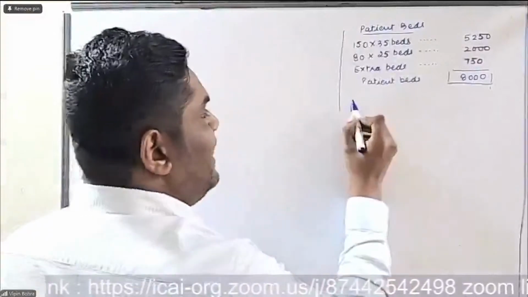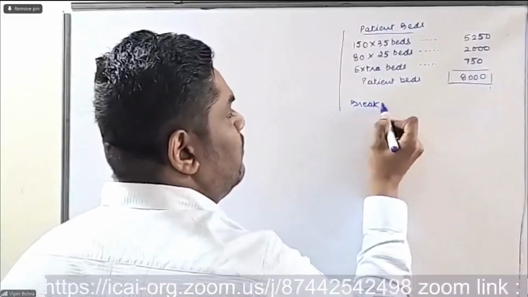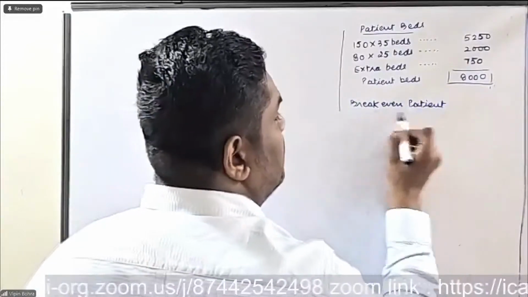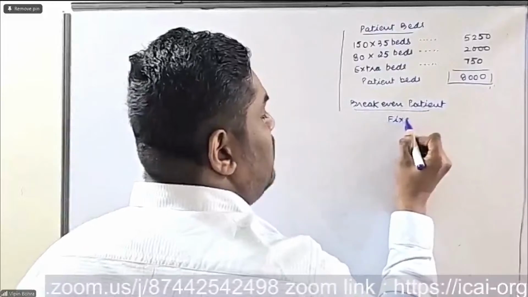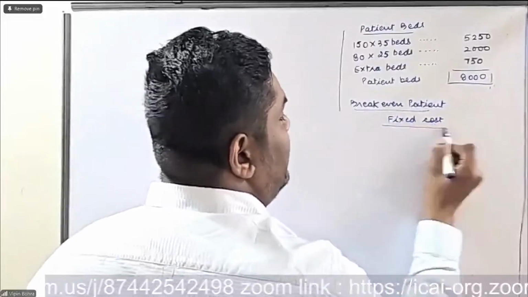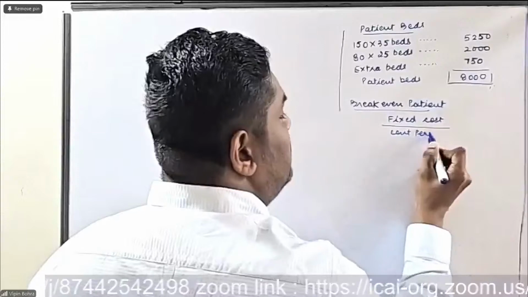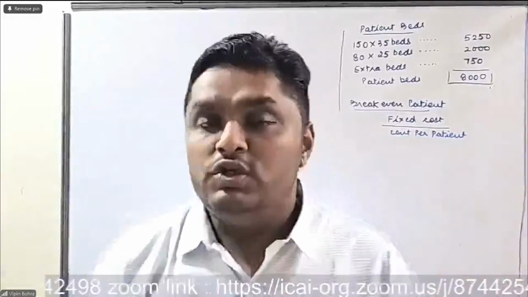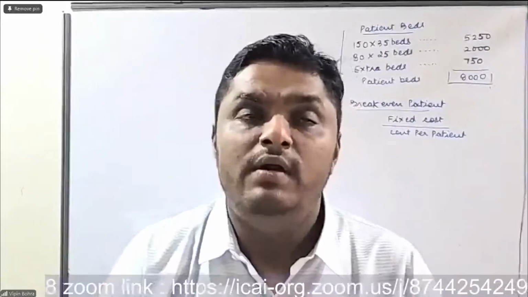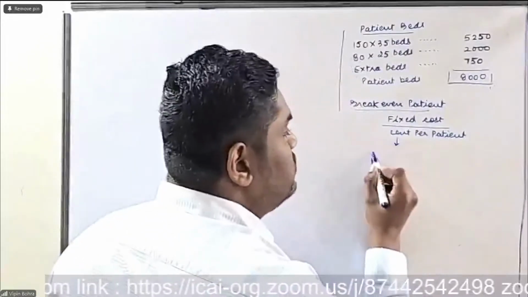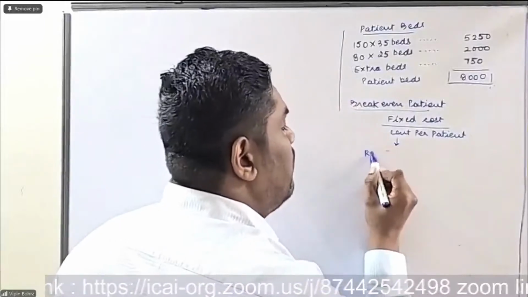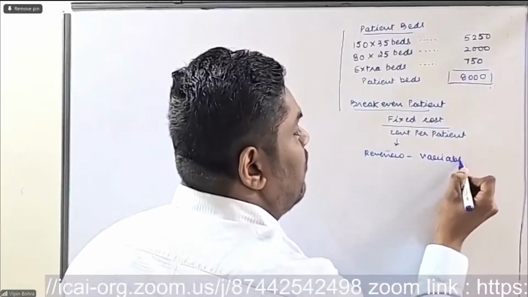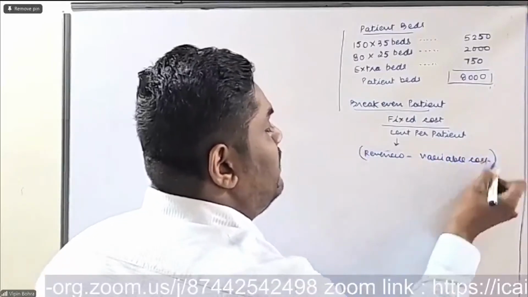So when talking about the calculation of break-even patients, very simple: my fixed cost divided by contribution per patient. So we will get the number of patients. Now here, since we have to calculate the break-even, when talking about the contribution, it is revenue minus variable cost. The total revenue minus variable cost.